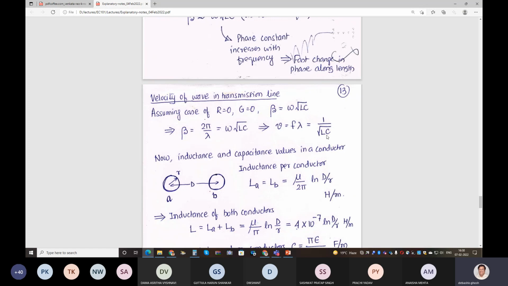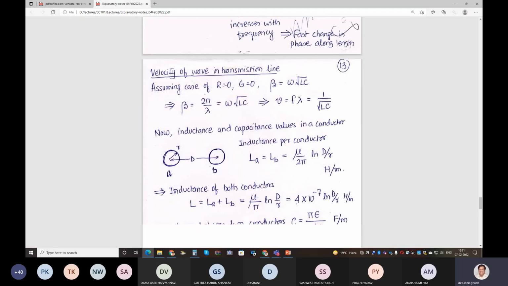So 1 by root LC is your actual velocity that will come if you do the calculation taking R equal to 0 and G equal to 0. So in your transmission line, if R is assumed to be 0 and G is assumed to be 0, then your velocity will come out to be 1 by root over LC. Now we have to find out what L and C are for that conductor.